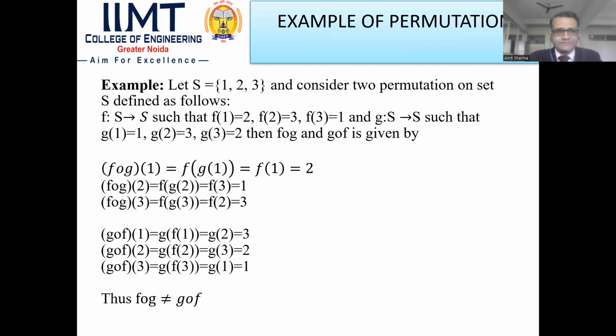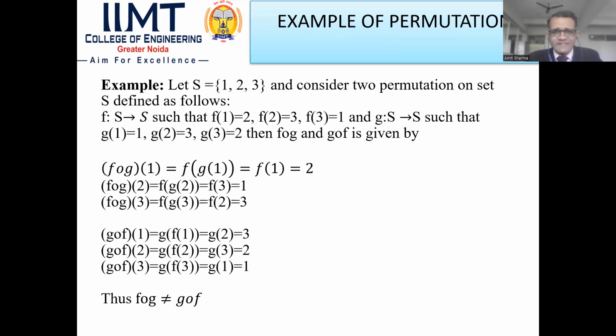Let us see an example. Let S is equal to {1, 2, 3} and consider two permutations on set S defined as follows. f from S to S such that f(1) = 2, f(2) = 3, f(3) = 1, and g from S to S such that g(1) = 1, g(2) = 3, g(3) = 2.